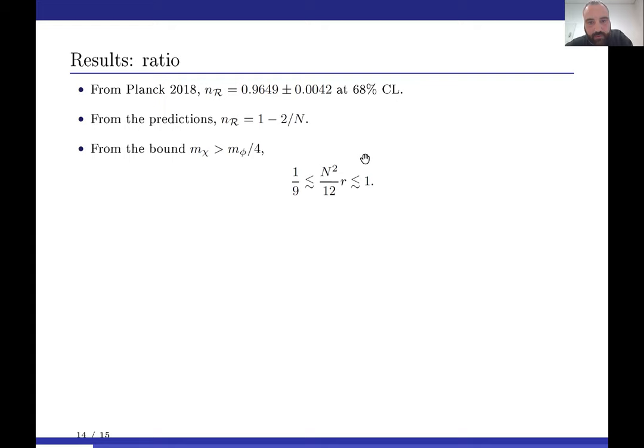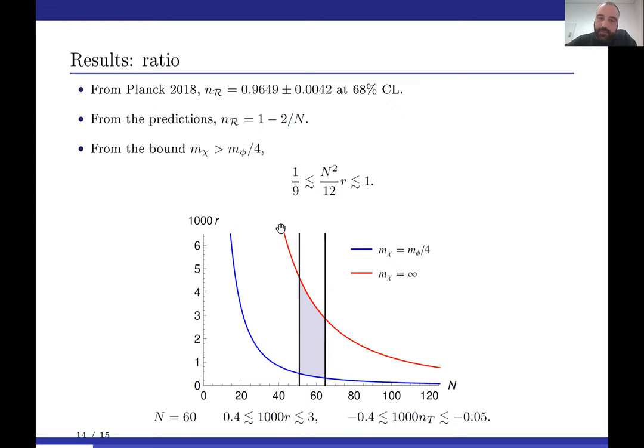So if you plot them, you have the red curve, which is Starobinsky inflation. You have the blue curve, which is the lower bound given by this relation. These two black lines are the number of e-folds extracted from Planck. So the colored region in the middle is the allowed region of values for the tensor to scalar ratio. Just to give some numbers, if N is equal to 60, then you have these two conditions, which is just one order of magnitude of difference between the two.